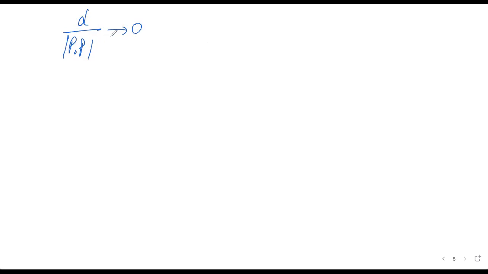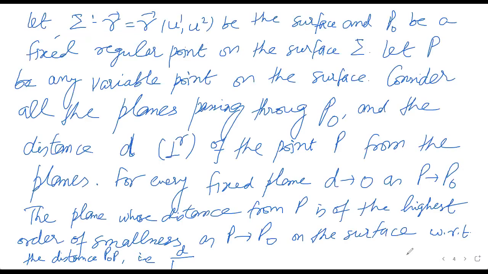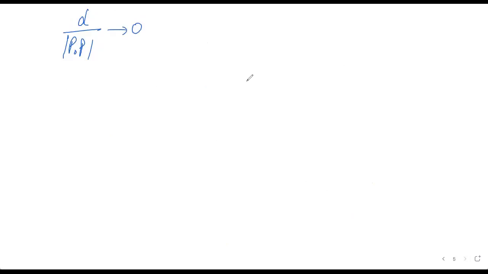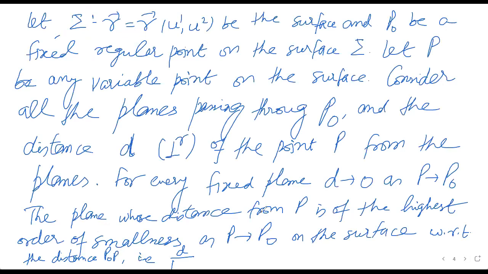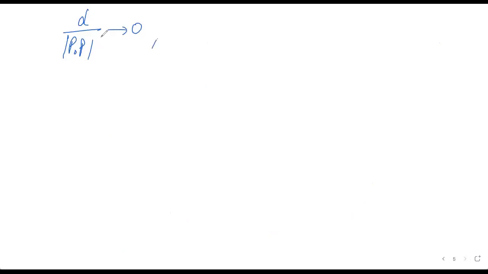तो ऐसा जो भी प्लेन होगा which has highest order of smallness, दैट प्लेन इज कॉल्ड, then the plane whose distance from P is of the highest order of smallness as P tends to P naught. It means ये कि if your d over P naught P tends to 0 faster than for any other plane, then the plane is called the tangent plane.